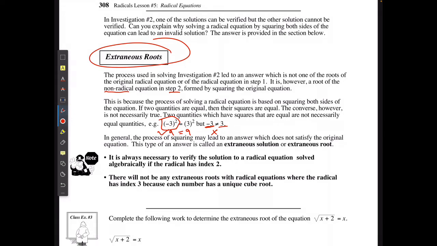We call this an extraneous solution or an extraneous root. It means that when we need to square both sides of the equation to solve for what x could be, we're creating, because we got rid of the radical, a second possibility for an answer that possibly does not work.